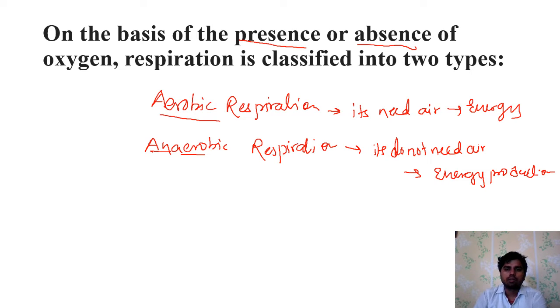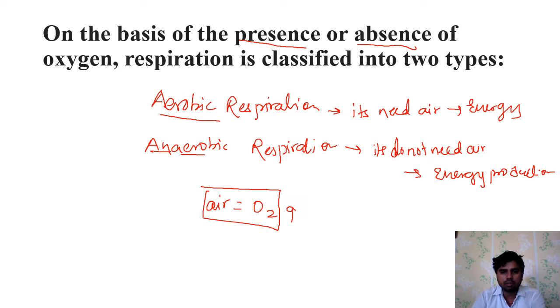Okay students, so here while I am saying air, it means oxygen gas. From air we are taking oxygen for energy. So there are basically two types of respiration occurring in our body, that is with oxygen and without oxygen. With oxygen is aerobic respiration and without oxygen is anaerobic respiration.